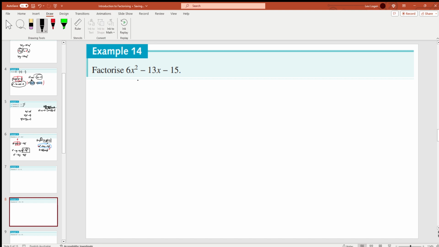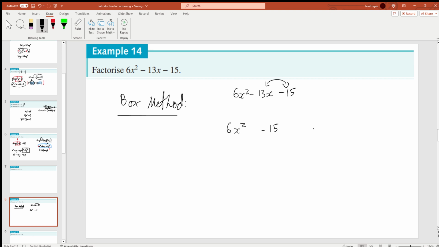Alright, so factorize this. Now, this one's a bit different because you've got a coefficient of 6 out the front. So what we're going to do is basically this thing called the box method. So the box method is something you can use when factorizing quadratic equations like this. So what you do is you write out your equation, minus 13x minus 15. Then you're going to switch these terms around. So you're going to have, alright, 6x squared minus 15 and minus 13x.